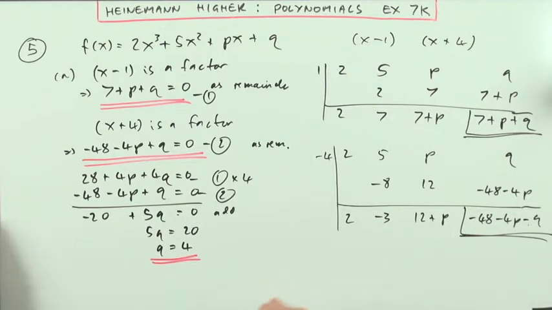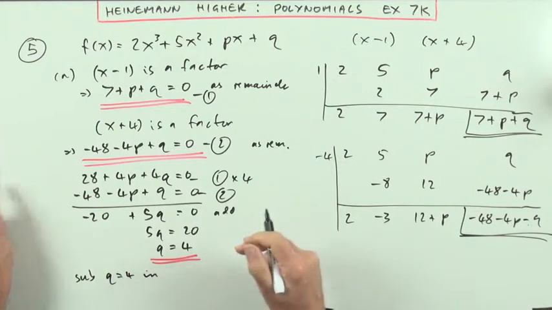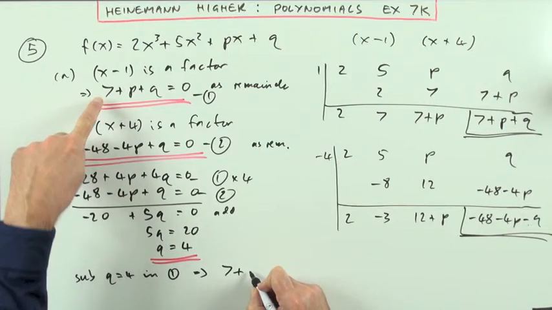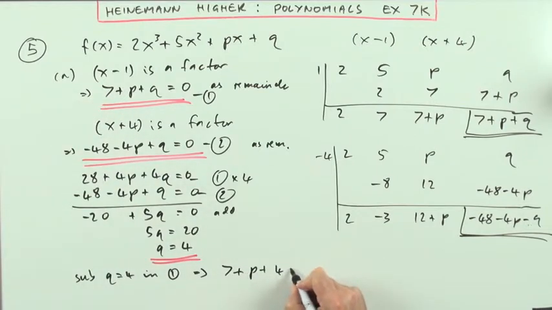Substitute it back in. So substituting q equals 4 in the easier one, number 1, gives me 7 plus p plus 4 equals 0. So p must equal negative 11. And that was the first part. Find the values of p and q. p is negative 11, q is 4.